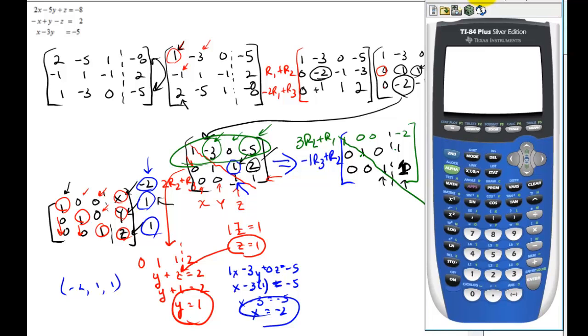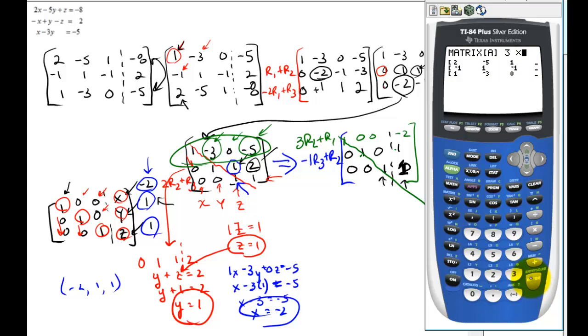I already typed some stuff in here. So if you go to second matrix right there, and then if you go over to edit, this is going to edit A. If you go down, that's going to edit B. So I'm going to edit A. I'm going to hit enter. And what I'm going to type in here is I'm going to type in the original system of equations. And I already did it. See this? The 2 right there is your x. So it's 2x minus 5y.